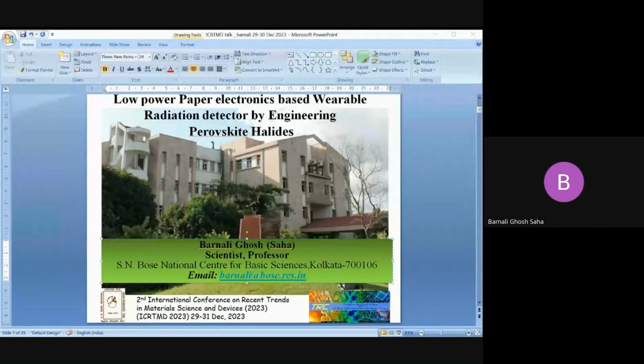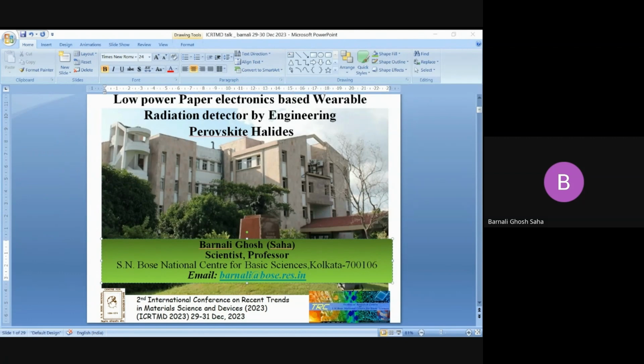So I am Dr. Bornali Ghosh. I am a scientist and professor at SN Bose National Centre for Basic Sciences, Kolkata, which is an autonomous institution under the Department of Science and Technology. Last year also I presented in the first international conference of this one.